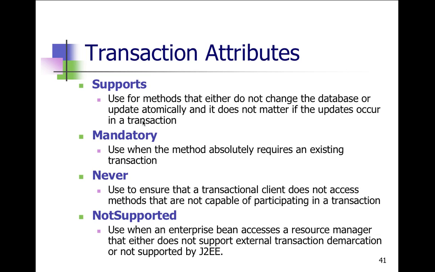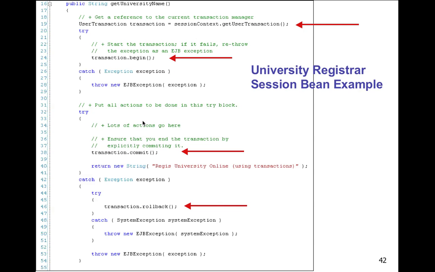Not supported is used when the enterprise bean accesses a resource manager that does not support external transaction demarcation or does not support Java EE, perhaps written in a different language or a different technology, so it's not supported. If you remember the university register example I gave you for the RMI, the register example about going back and forth.